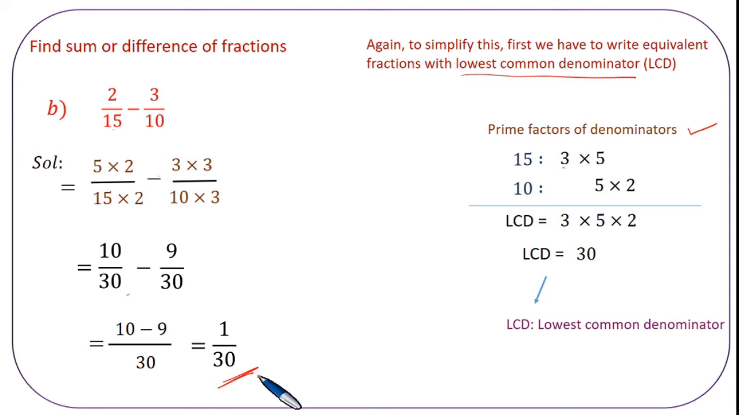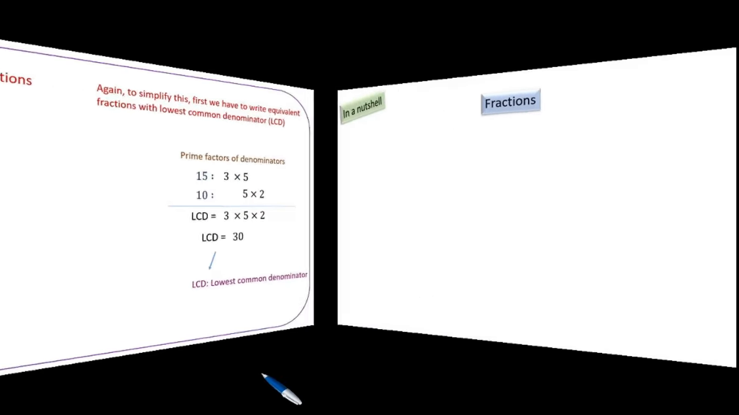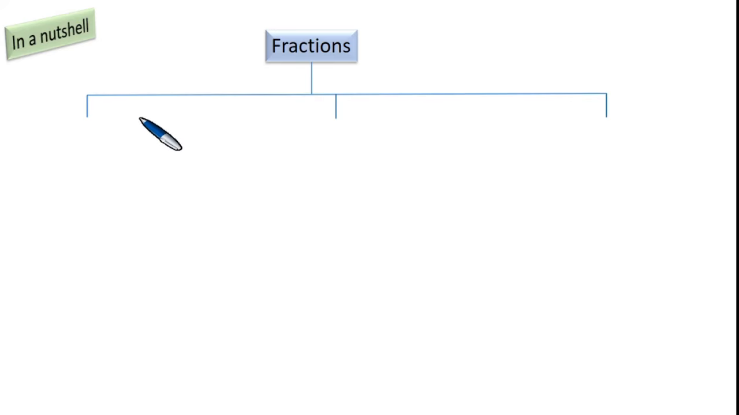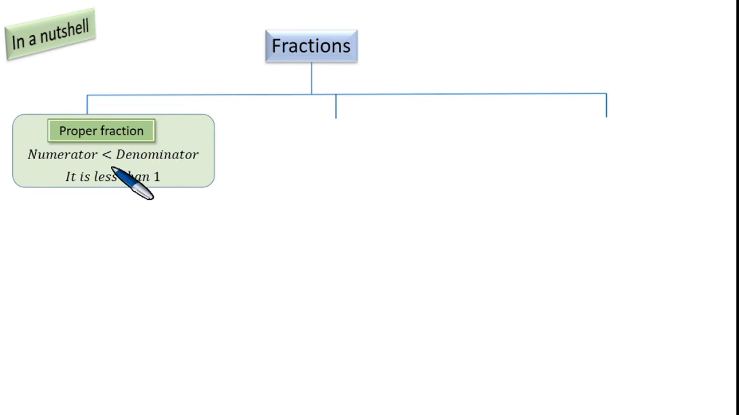All types of fractions, simplifying, addition, multiplying, division, all we learned about fractions. Now, just in a nutshell, you can see what a fraction is. Recall the fractions. There are 3 types of fractions. The first one is the proper fraction, where the numerator is less than the denominator and its value is always less than 1.